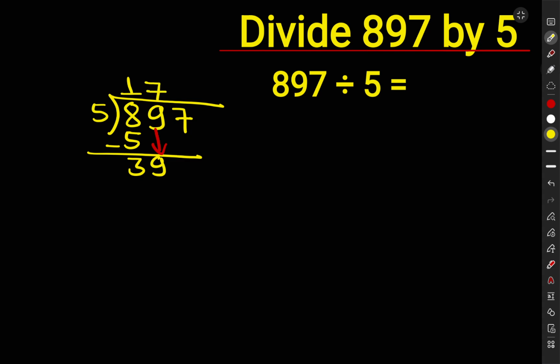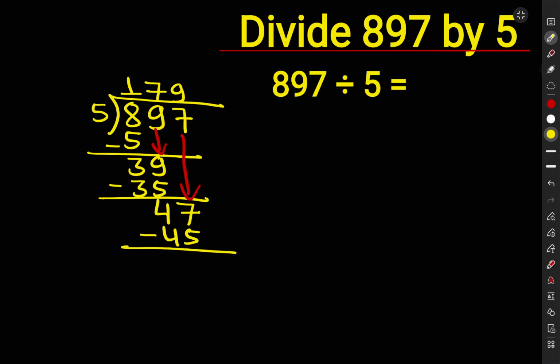5 times 7 is 35. On subtracting we get 4. So again we put down this 7 and it is 47. 5 times 9 is 45. On subtracting we get 2.